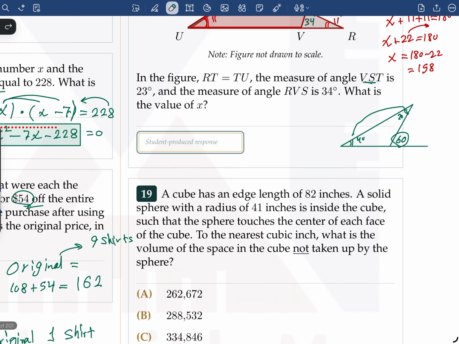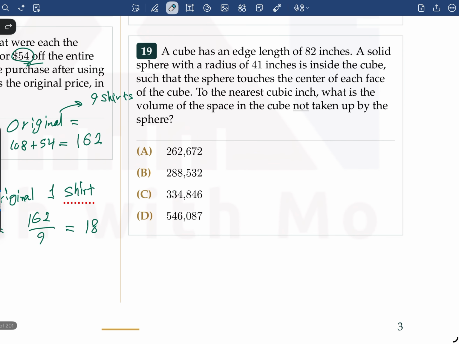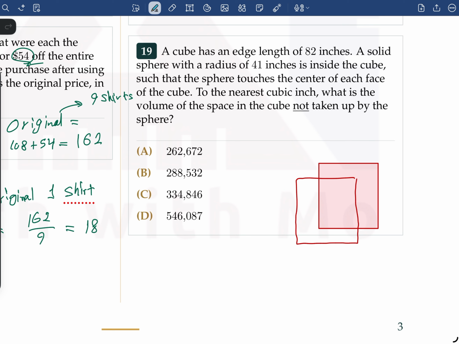Now we move to question number 19. A cube has an edge length of 82 inches. A solid sphere with a radius of 41 inches is inside the cube, such that the sphere touches the center of each face of the cube. So we can draw a cube like this, for example. Let's try to draw a cube. Draw a square like this, and another square here. And that's our cube.